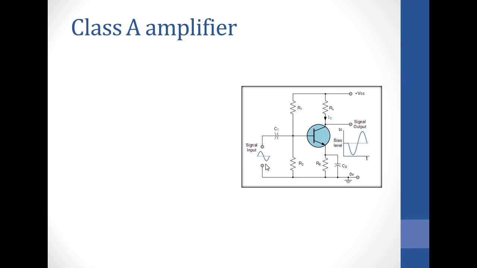Basically, this is the input signal, this is the output signal. With class A, the transistor is always on. It's always on, meaning that it operates for 360 degrees of this input signal. So when this input is at 0, the transistor is on. When the input is at maximum, the transistor is on. When the input is back to 0, the transistor is on. At minus maximum, the transistor is on. For the entire cycle, the transistor is always on.